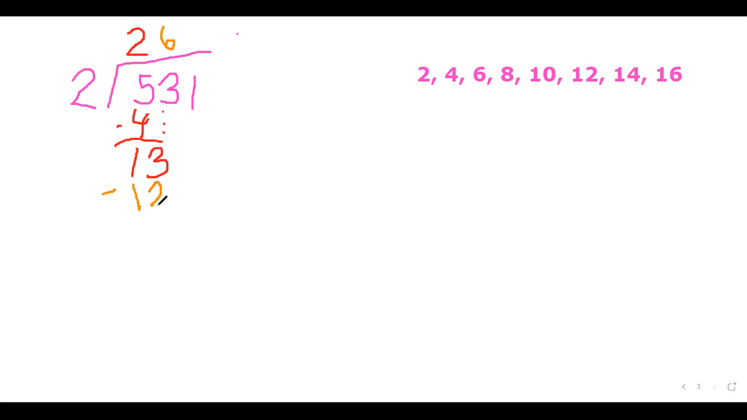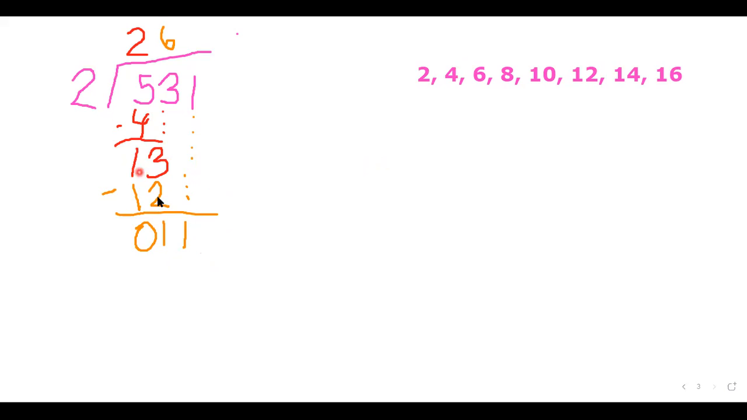Take 12 away from 13. Again, I got that from multiplying 2 times 6 is 12. I couldn't do 2 times 7 because that's 14, and I can't take 14 away from 13. Three minus 2 is 1, 1 minus 1 is 0. And you have your 1 in your ones place value. So let's go ahead and bring that down. And I have the number 11 here.